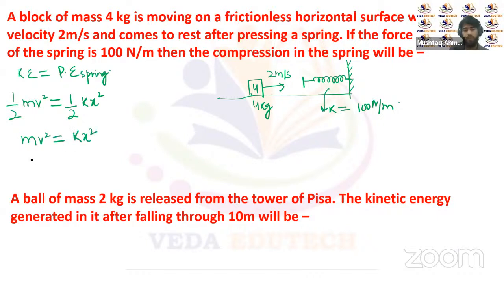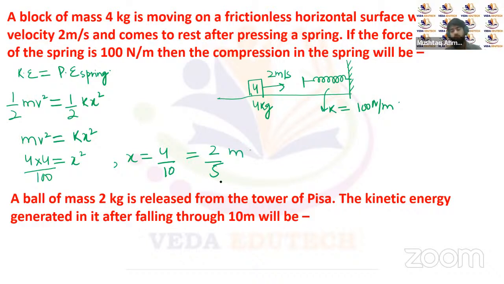We have to find the compression. The mass is given as 4 kg and the speed is 2, so 2 square is 4. And the value of k is given as 100. So 4 into 4 upon 100 will be equal to x square, or the value of x will be equal to 4 upon 10, that is equal to 2 upon 5 meter. This will be the maximum compression, equal to 0.4 meters. So the maximum compression of the spring is 0.4 meters.